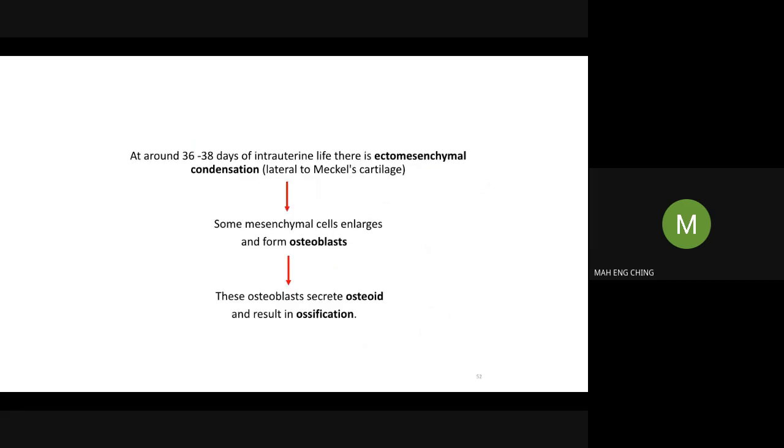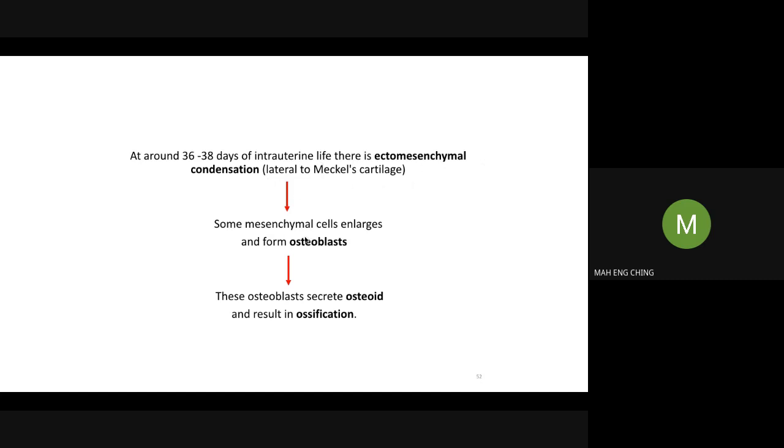So around 4 to 5 weeks on the IUL, there's an ectomesenchymal condensation lateral to Meckel's cartilage, not inside the cartilage. That's why we say Meckel's cartilage is not endochondral formation. It's still intramembranous, because this Meckel's cartilage is only the template. It doesn't contribute to the formation, only the template.